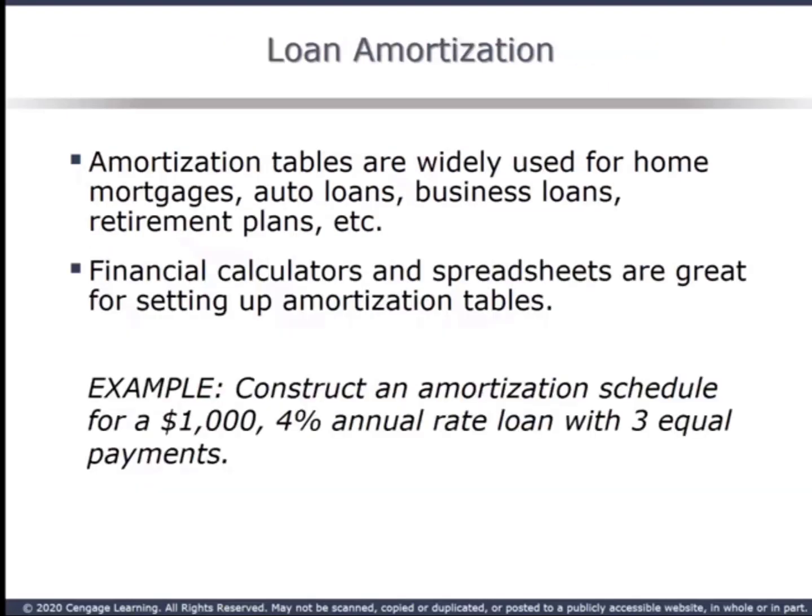Loan amortizations make use of TVM calculations to find the payment that will amortize a loan to 0 over a given period. The same principles apply to home and auto loans. Any loan designed to be repaid in equal periodic payments, reducing the principal to 0. Let's walk through a simple amortization example. We're borrowing $1,000 at 4% annual rate to be repaid over 3 years.